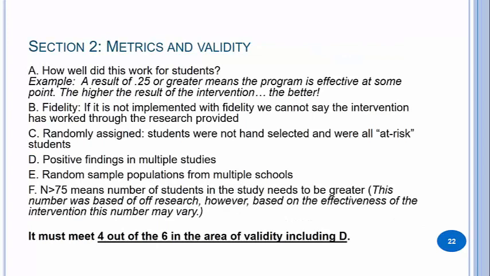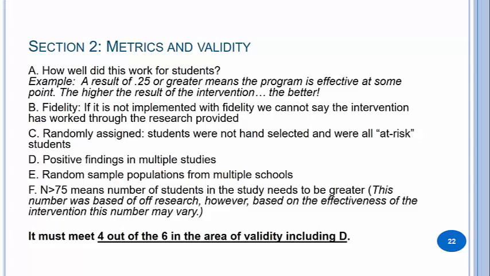So some of the metrics or measures around that, when we're looking at the product, we want to see a result of 0.25 or greater. That means the program is effective, and the higher the results, the better the program is or the more effective it is for that specific deficit area, for that specific intervention, and for that result in that population. So we really are looking for a higher number there. At minimum, 0.25 is what we're looking for.